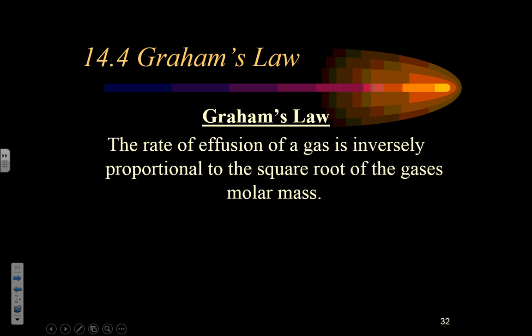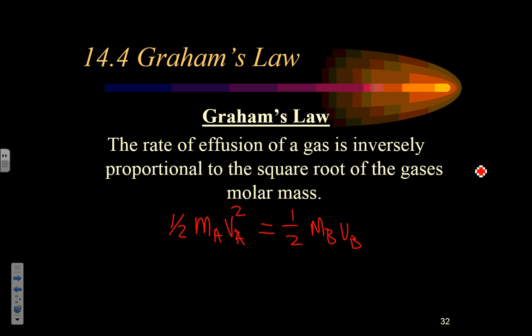Now, this law is kind of a mouthful. Let's take a quick look at mathematically what it is. We have two gases at the same temperature, and what that means is they're at the same average kinetic energy. So the average kinetic energy of one gas, gas A, is going to equal 1/2 times its mass times its velocity squared. Since they're at the same temperature, that's going to equal the average kinetic energy of the other gas, which would be 1/2 times its mass times its velocity squared. Mathematically, these 1/2s are going to cancel, and I'm left with the mass of A times its velocity squared equals the mass of B times its velocity squared.